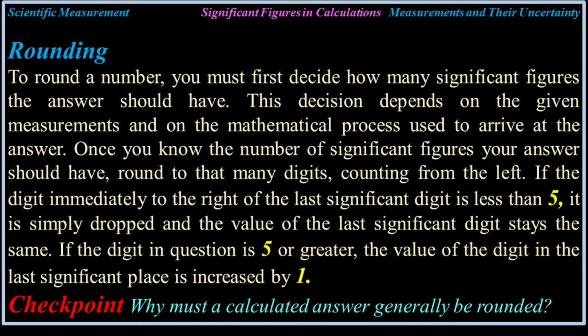If the digit immediately to the right of the last significant digit is less than 5, it is simply dropped, and the value of the last significant digit stays the same. It's called rounding down, but you're really not rounding down. If the digit in question is 5 or greater, the value of the digit in the last significant place is increased by 1. Why must the calculated answer generally be rounded? That's your question.